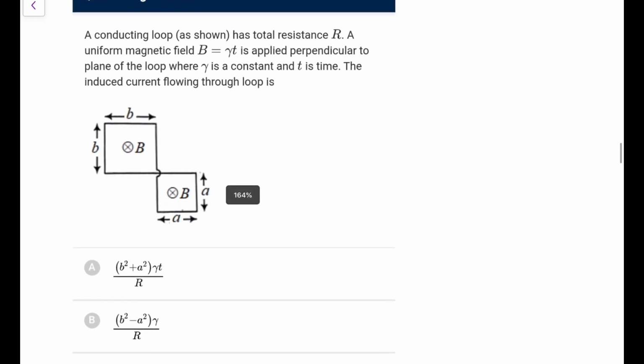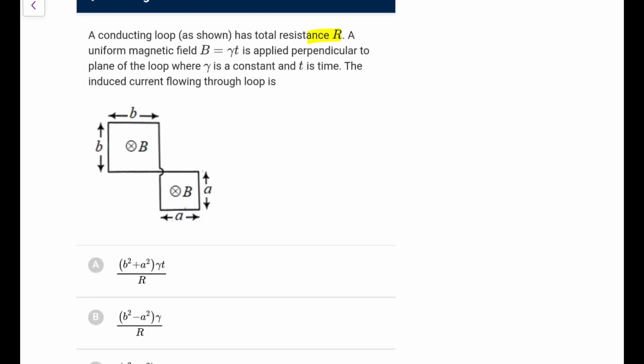A conducting loop has a total resistance capital R. A perpendicular uniform magnetic field B equal to gamma t is applied normal to the plane of the loop, where gamma is constant, t is time. The induced current flowing through the loop will be. So here the bigger loop will win. Let's say it is perpendicular, so the flux is increasing inward, so to oppose it the current should be anti-clockwise. So anti-clockwise means it would be like this, and here it would be like this, it would be clockwise because we will take the difference of the two.